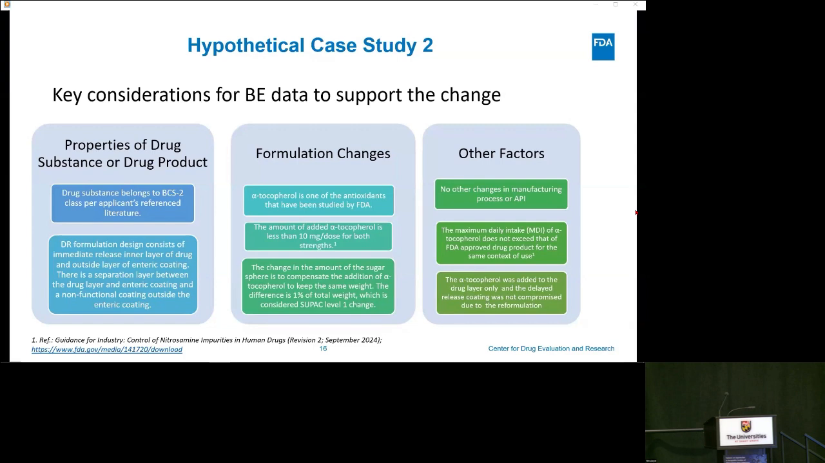Also, alpha-tocopherol is added exclusively to the drug layer, which is not considered compromising the integrity of the enteric coating. The MDI of alpha-tocopherol does not exceed the level found in FDA-approved products for similar use, and there are no other changes in manufacturing process or API either.